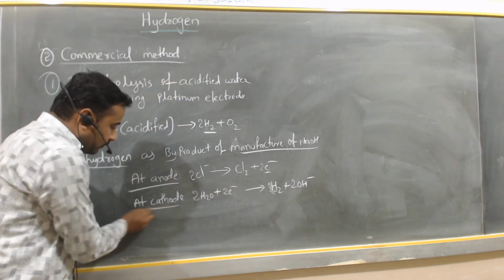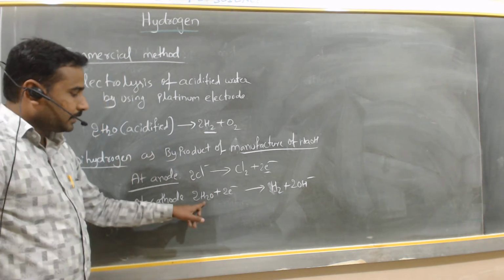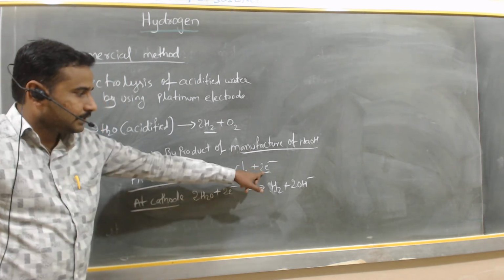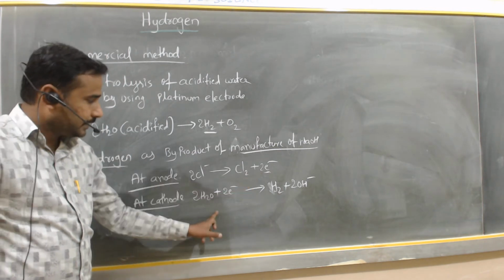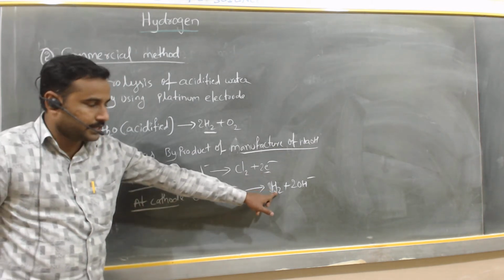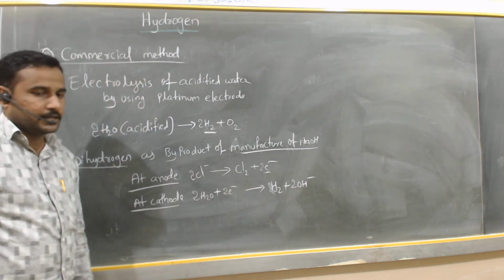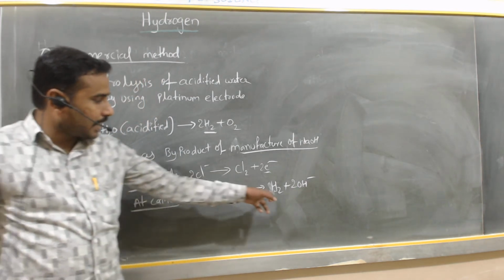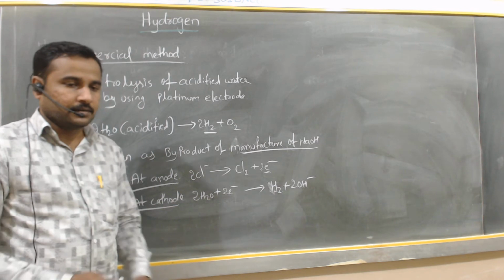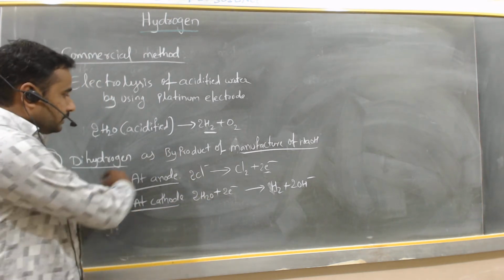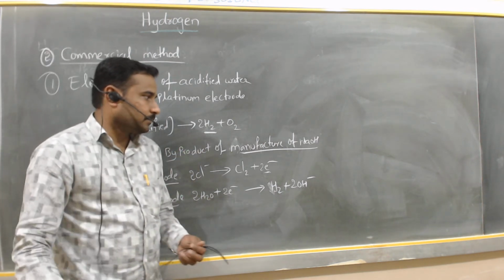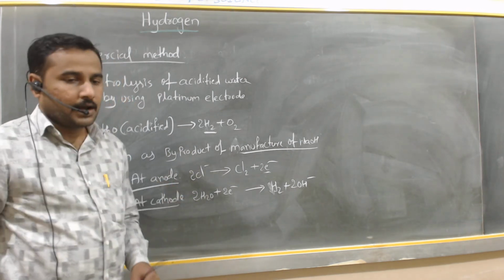So at the cathode, the water gains the 2 electrons left from the chlorine, and it liberates hydrogen gas and 2OH minus. At the cathode the hydrogen gas is released. So in the manufacture of sodium hydroxide we also get hydrogen.